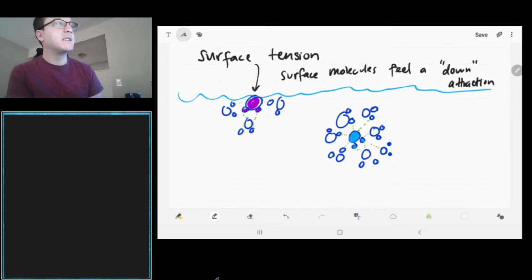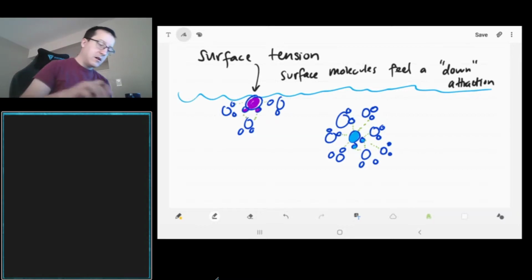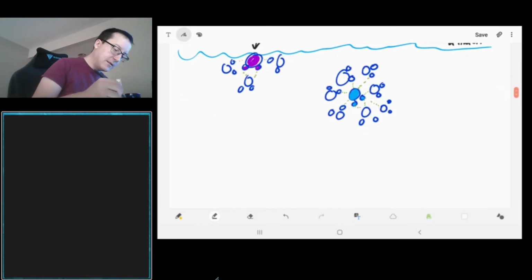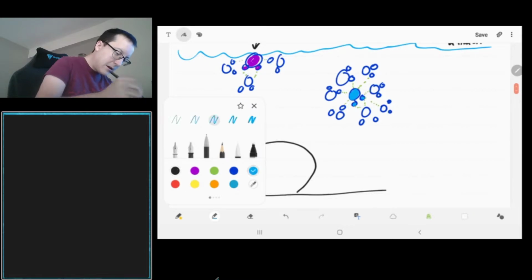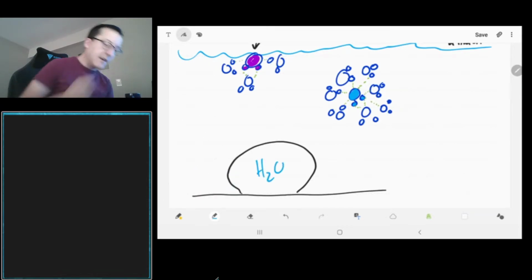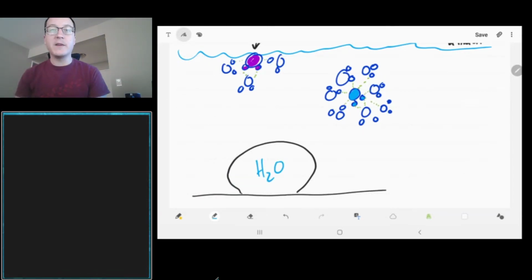So whereas the blue molecule is attracted in all different directions, the purple molecule at the surface feels a downward pull. And as a result of this, water molecules will tend to form little beads like this if you put them on a surface. So if you try dropping a bunch of water molecules onto a penny, for example, you're going to see you can create this kind of dome idea.